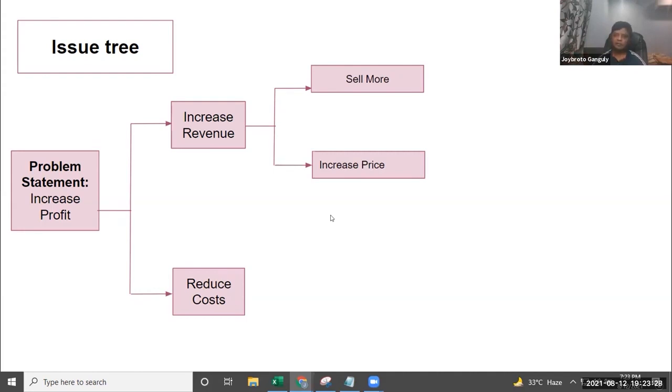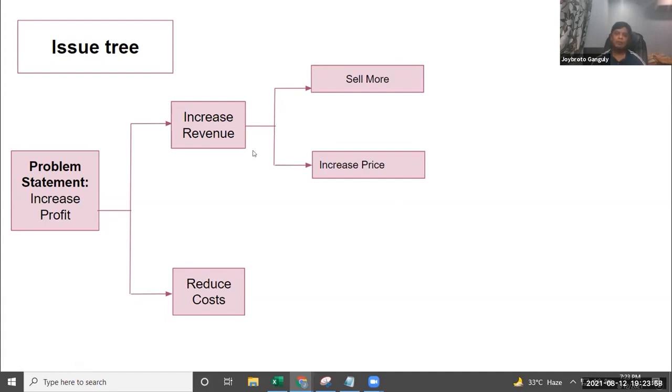For example, you sell mobile phones. You say that I want to increase my revenue. Last year, I sold 1 million phones. This year, I want to sell 1.2 million phones. That is selling more. Or you say last year, I sold a phone for $100. This year, I want to sell the same 1 million phones, but I want to sell it for $150. That's about increasing price. Now, the interesting thing here is something called MECE, right?